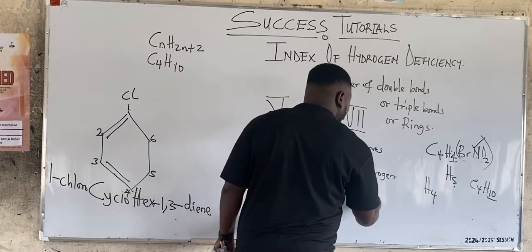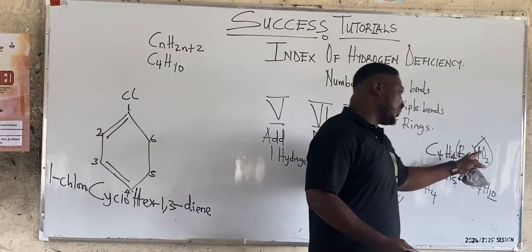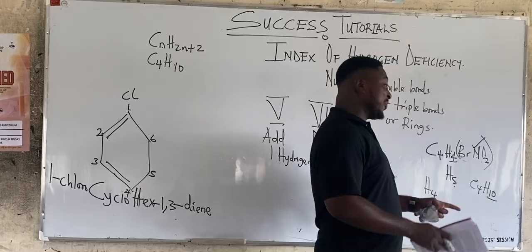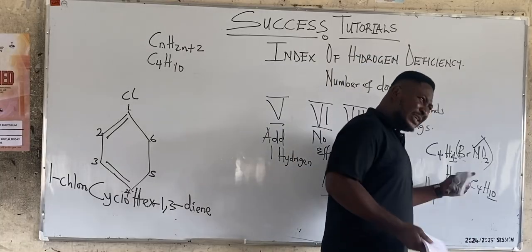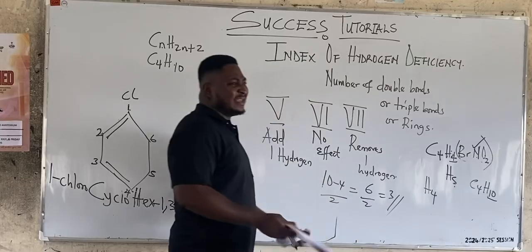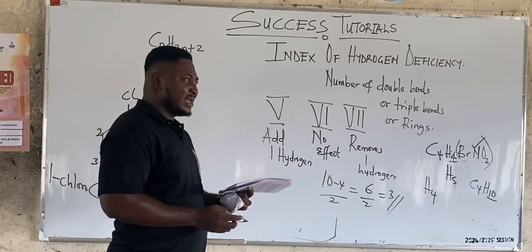10 minus 4, 6 divided by 2. You can imagine, this one just added 1, this one moved 1. Someone that does not do all this will still get it, just say 10 minus 4. It's too straight. Why would a lecturer give that? Except it's his birthday. Are we together?